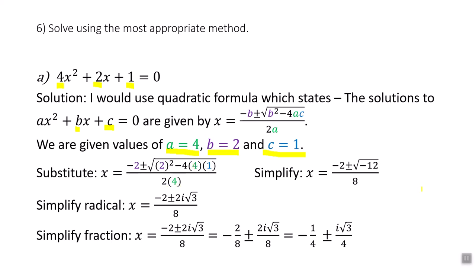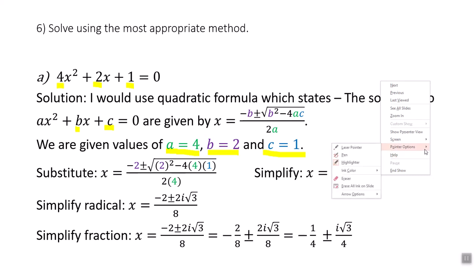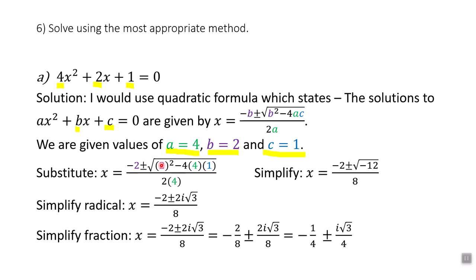Now we're going to simplify this radicand, the thing inside the radical, first. So 2 squared is 4. We have 4 times 4 is 16. 16 times 1 is 16. So that's 4 minus 16, which gives us a negative 12. So we have x equals negative 2 plus or minus the square root of negative 12 over 8. We always simplify our radical first. Now the negative under the radical tells us we're going to have a complex number with the i. So the i comes outside of the radical, the square root of negative 1.